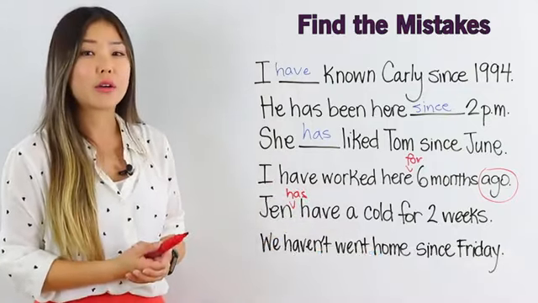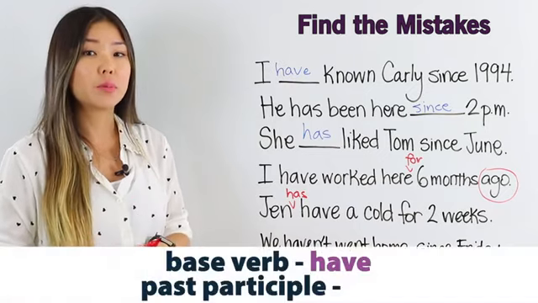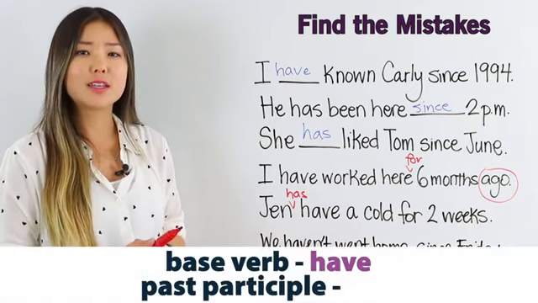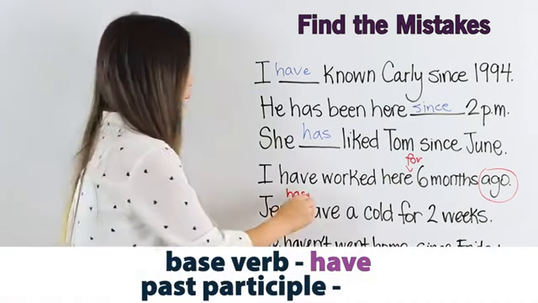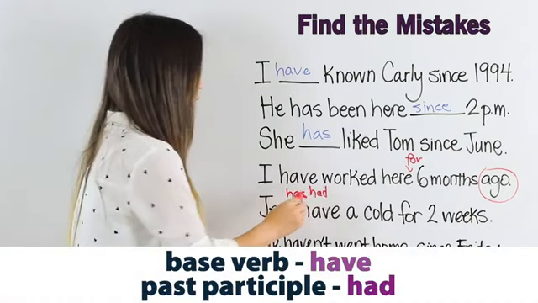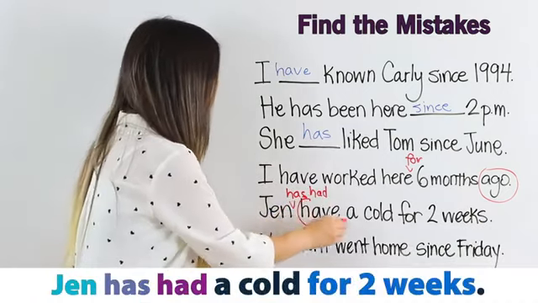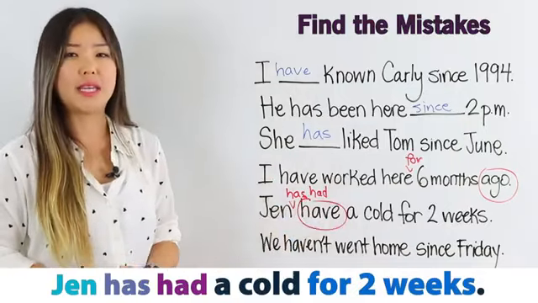That's not right either. We need the past participle of have. What is the past participle? The correct answer is had. Jen has had a cold for 2 weeks.